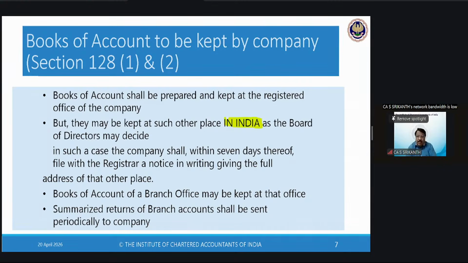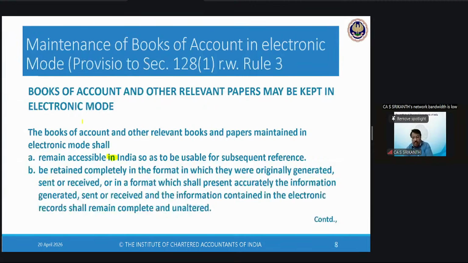So how do we access it? Where is it available? Who can access it? That becomes a very important aspect of this. So the law actually enables you to maintain books of account and other relevant papers in electronic mode. This is a 2013 provision where they permit you to maintain them in electronic mode, except that they want to give a certain control framework. And one thing they say is that books and papers should remain accessible in India so as to be usable for subsequent reference. I highlight the words in India.